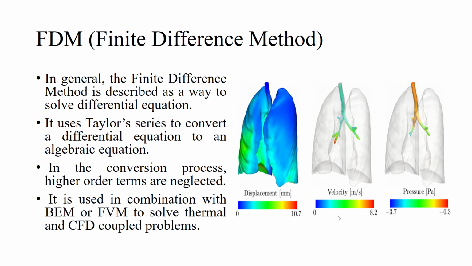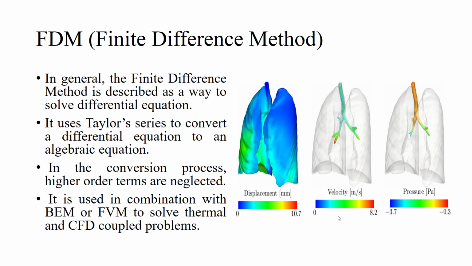Then the next method is the finite difference method. So coming to the finite difference method, it can be said as a combination of boundary element method and the finite volume method, and generally this particular FDM is very much applicable to solve CFD or thermal coupled problems. So coming to what is FDM, the finite difference method is nothing but a way in which we can solve differential equations. Generally an engineering problem will be defined in the form of differential equations, and this FDM method is one of the techniques that can be used to solve these differential equations.